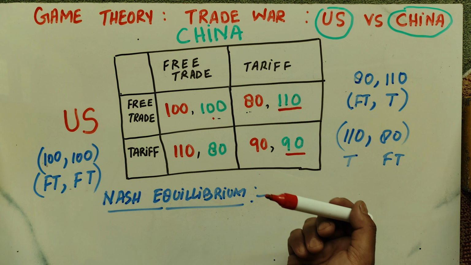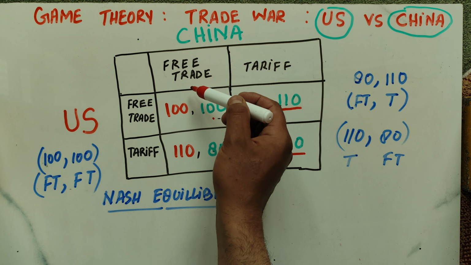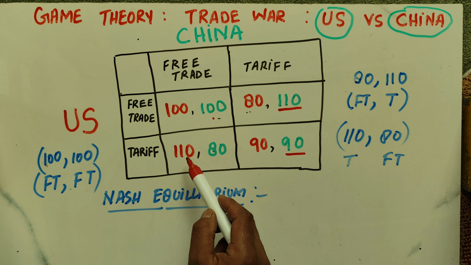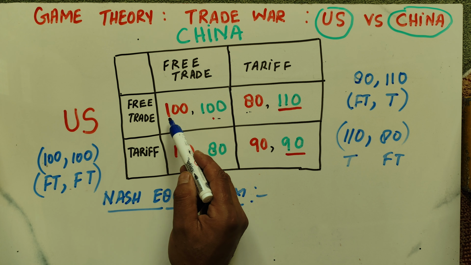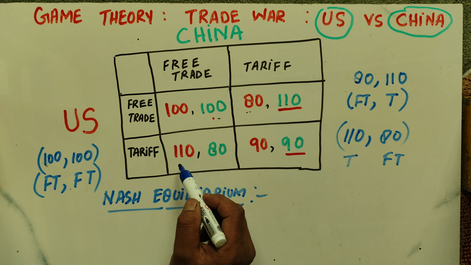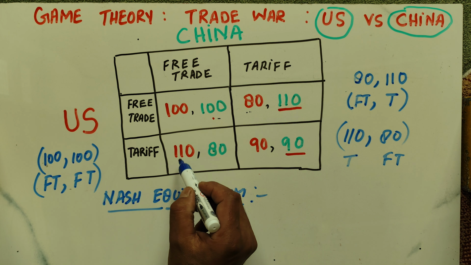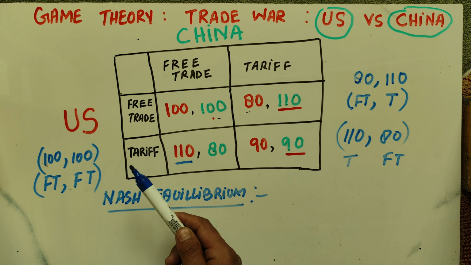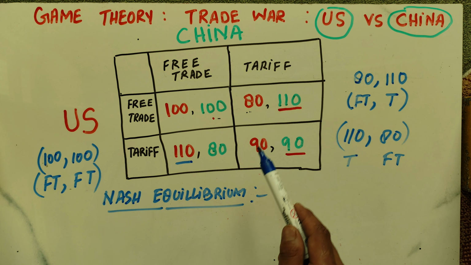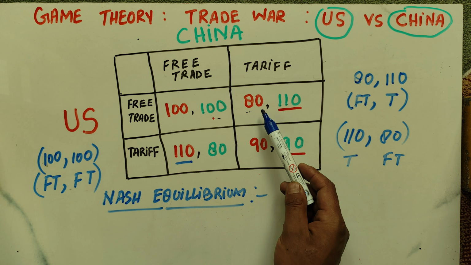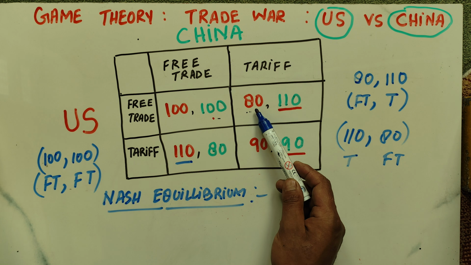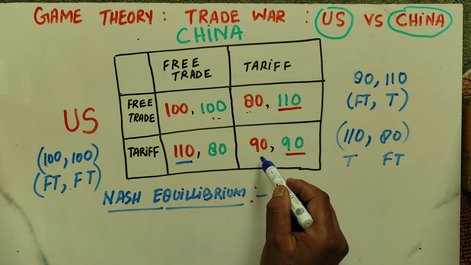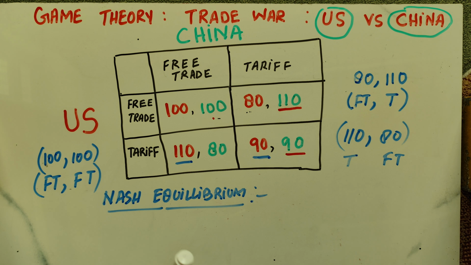Now let us see in the context of China. If China opts for free trade, US has two options, either to go for free trade or to impose tariff. Here you can see going for free trade gives it 100 as a payoff, going for tariff gives it 110. Obviously 110 is greater than 100. Let's underline this. Now symmetrically, if China imposes tariff, again US has two options, either free trade or tariff. Tariff gives it 90 as payoff, free trade gives it a payoff of 80. So let's underline this.